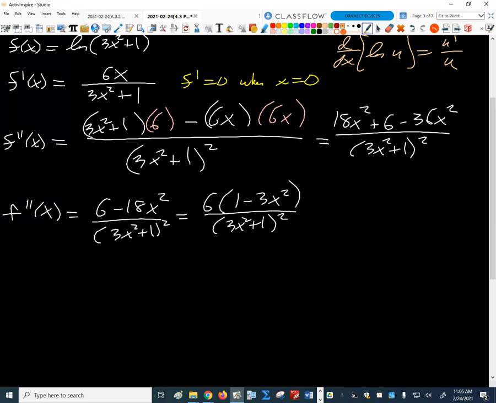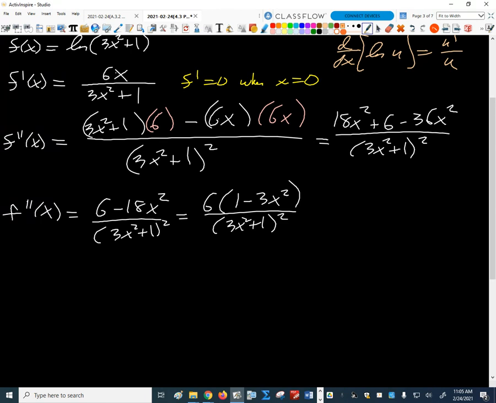Okay, so let's analyze these things. We already did the first derivative, right? We said that the first derivative, there's no value of x that would ever make the bottom 0, right? Because the x is being squared and we're adding 1 to the 3x squared. So the first derivative is nowhere undefined, but it does equal 0 when the numerator is 0 at x equals 0. So there's a critical number.